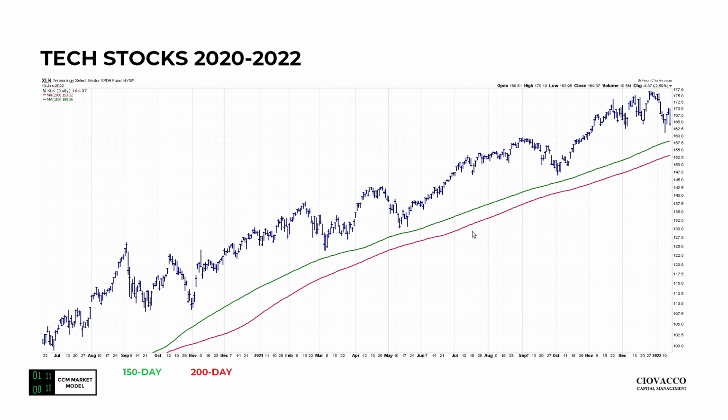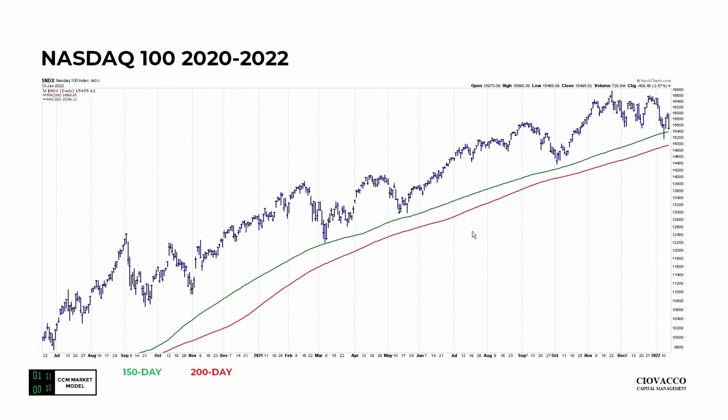How about the NASDAQ 100? It may be a little bit of a blend. Growth probably looks the weakest of the three. Tech looks the strongest. And the NASDAQ 100 is somewhere in between.